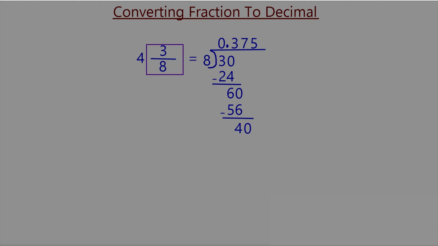Since we have worked out the decimals, we need to add the whole number, which is this 4, to the decimals. 4 plus 0.375 equals 4.375.